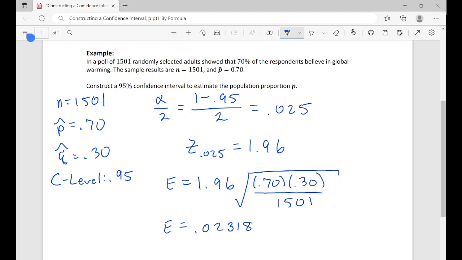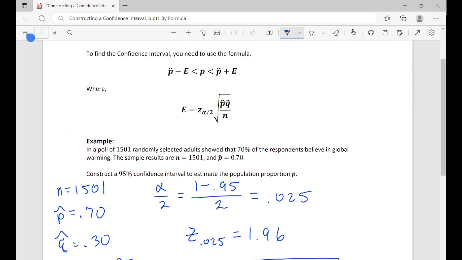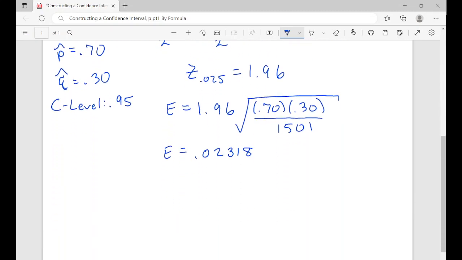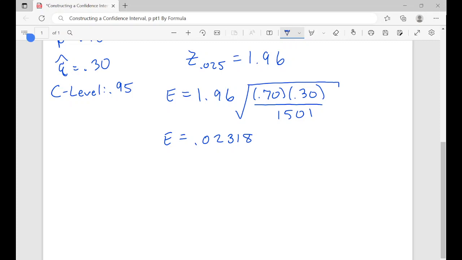Now that we have our margin of error, 0.02318, our confidence interval is our p hat value minus the margin of error and our p hat value plus our margin of error. So we're going to take 0.70 and subtract and add our margin of error. So I'm going to take 0.70, subtract 0.02318 less than p less than 0.70 plus 0.02318.